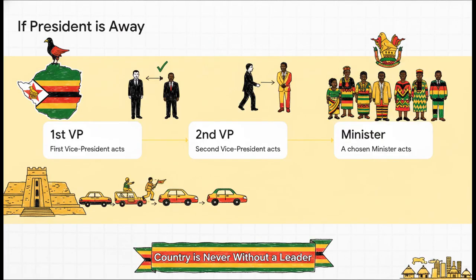So what happens if the president gets sick? Or maybe they're traveling to another country for a big meeting? Well, Section 100 has a really clear step-by-step backup plan. First, the first vice president steps in to act as the boss. If they can't do it, the second vice president acts. And if neither of them is around, a chosen minister takes over. This makes absolutely sure our country is never, ever without a leader.